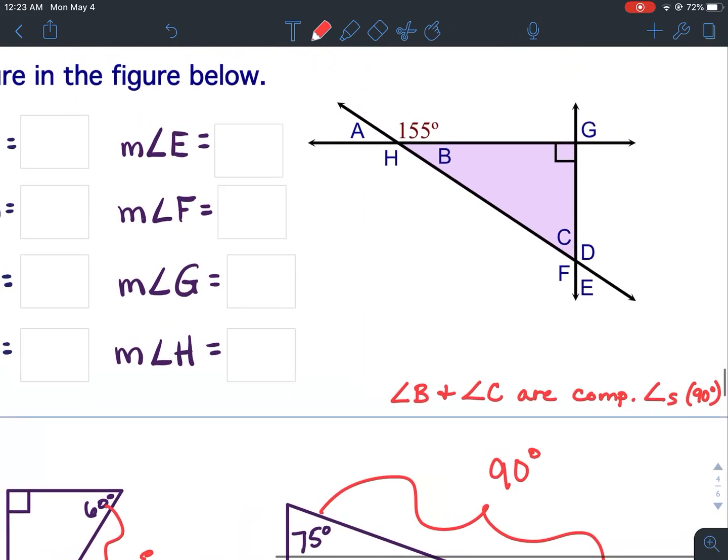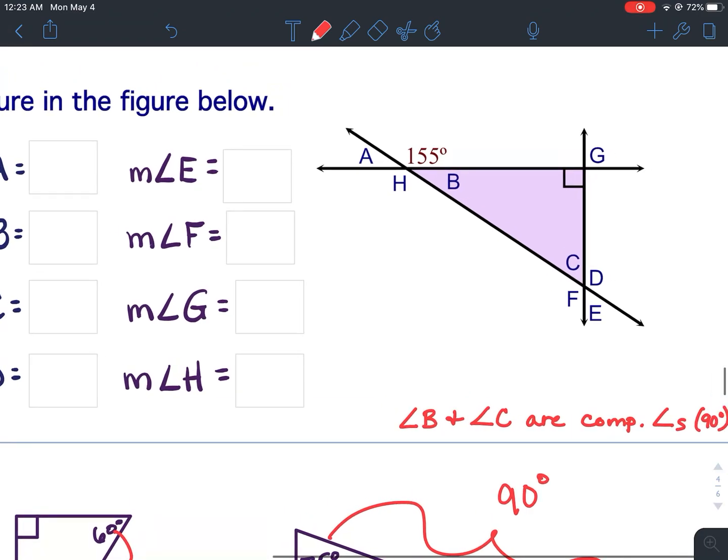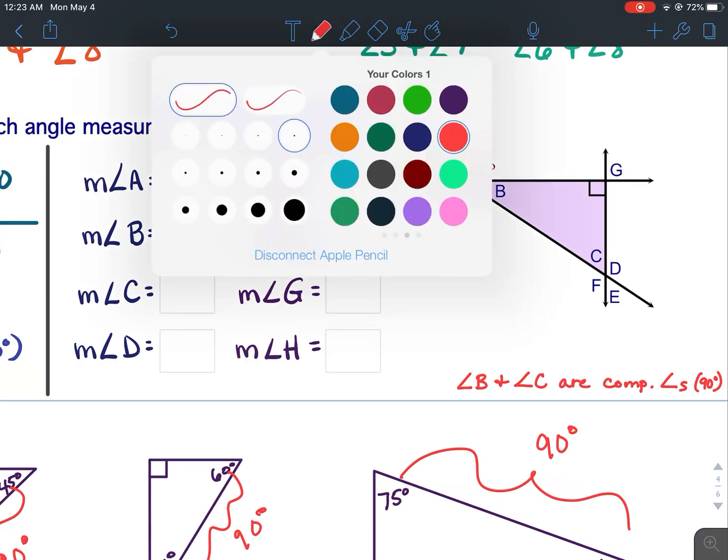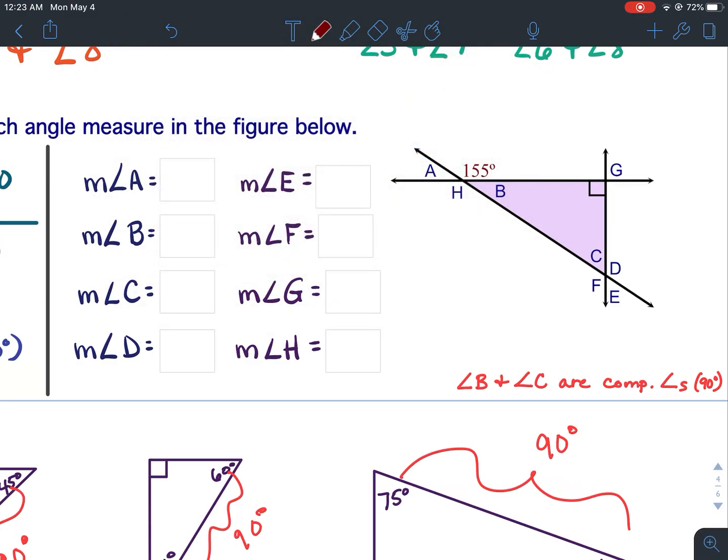Okay? All right. So we're not going to worry about filling out what each measurement is. The only thing we're going to do right now is find the measure of each of the angles on the figure, and then we'll go from there. All right, let's start with the easiest. The easiest to find is H, because 155 and H are vertical angles, and vertical angles are congruent. So that means angle H is 155 degrees.